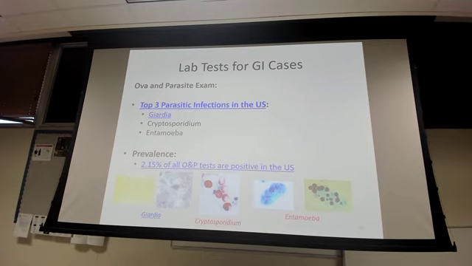These are the top 3 parasitic infections in the U.S.: Giardia, Cryptosporidium, and Entamoeba histolytica. Okay, so you may see Entamoeba histolytica. That's what you're going to see on the test.